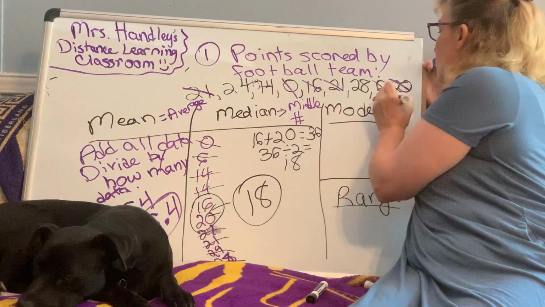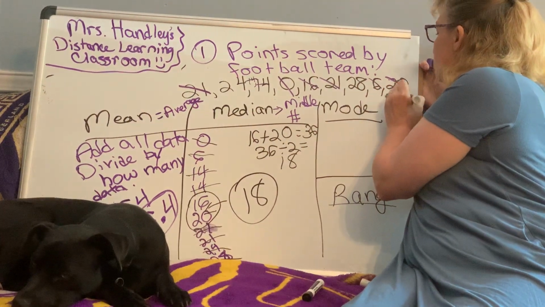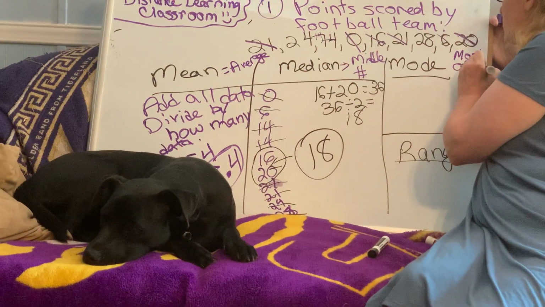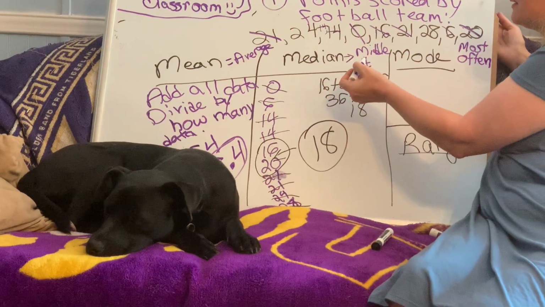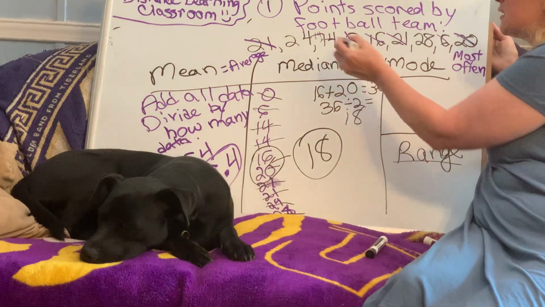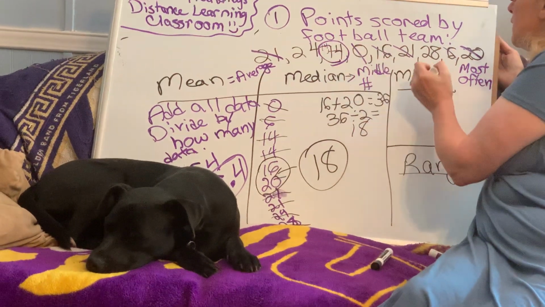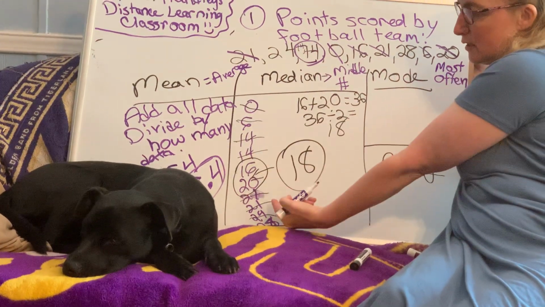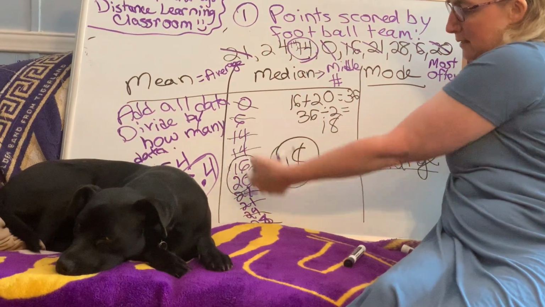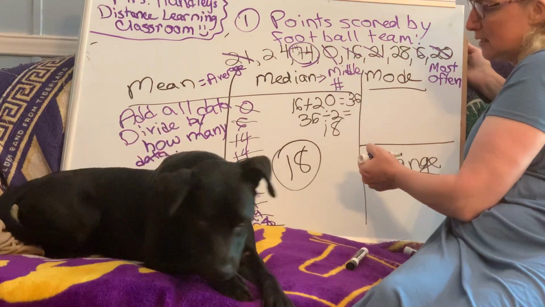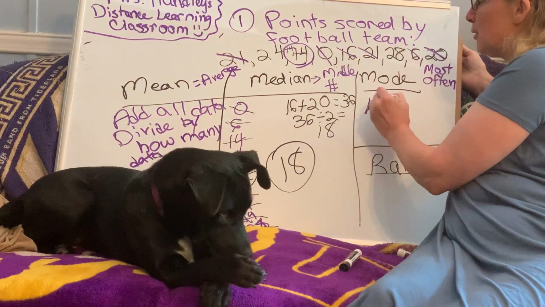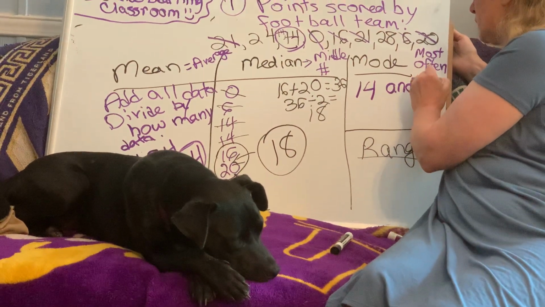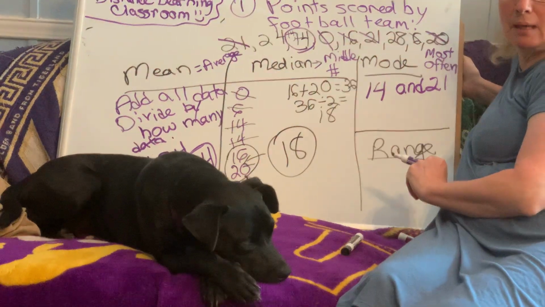And mode. Mode is the one that appears most often. Okay, so what numbers appear most often? We have two 14s and we had two 21s. If we look in our list, it's much easier to see when it's in the least to greatest list. They are both your mode, 14 and 21. They both appear the same amount.